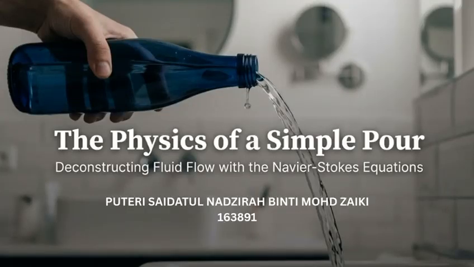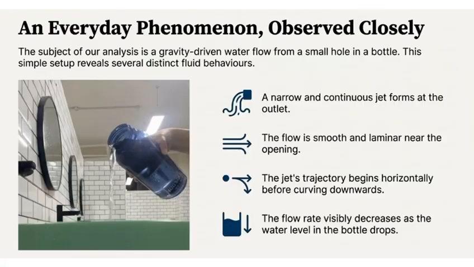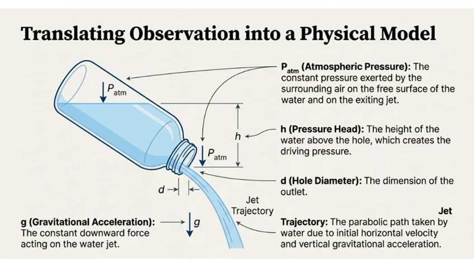The analysis of the physics of a simple pore begins with the observation of water exiting a small hole in a bottle, a phenomenon driven primarily by gravity. This setup reveals several distinct fluid behaviors, including a continuous jet that starts horizontally before curving into a parabolic trajectory. The flow is characterized as laminar and smooth near the opening, and the flow rate is observed to decrease as the water level, or pressure head H, drops.